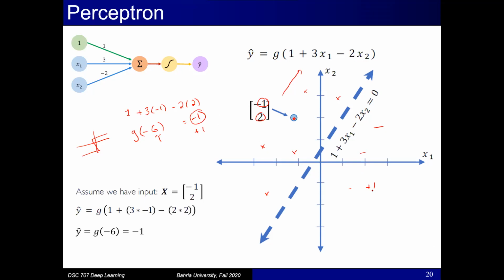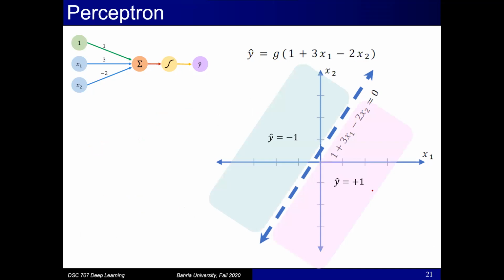So actually you have solved a two-class classification problem. This is your decision boundary. On the left side, you have one class. On the right side, you have another class, right? So this is what I'm trying to say, that in all the region above the line, you have -1, and below the line, you have +1.